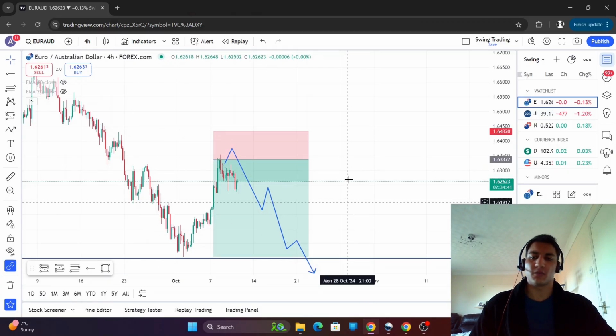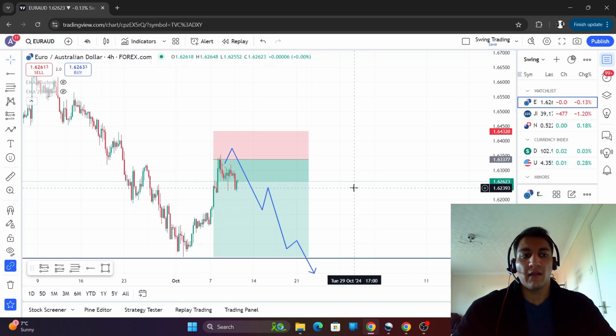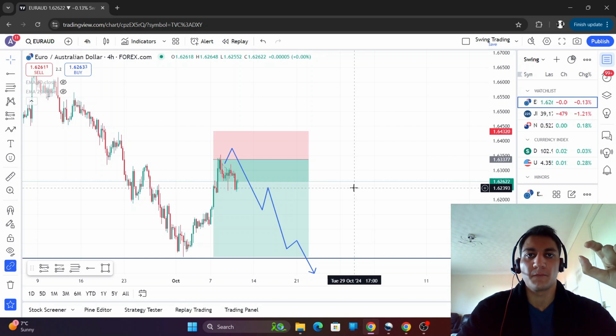Okay, here's a trade that I was on, Euro AUD. Unfortunately, I couldn't take this trade because I was already in a trade on AUD CAD. And this is very important, by the way. If you're in a trade on, let's say, the Australian dollar against the Canadian dollar, you do not want to be in another trade that has the Australian dollar in it, right? Because you get something called correlation risk.